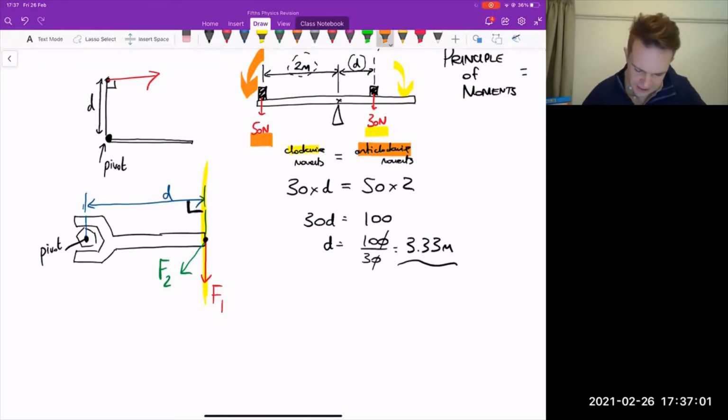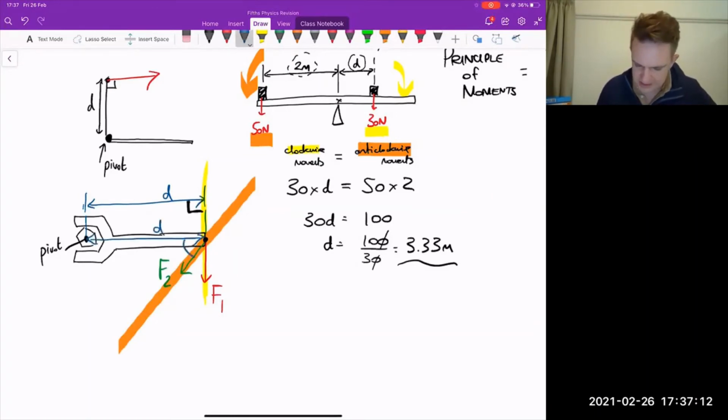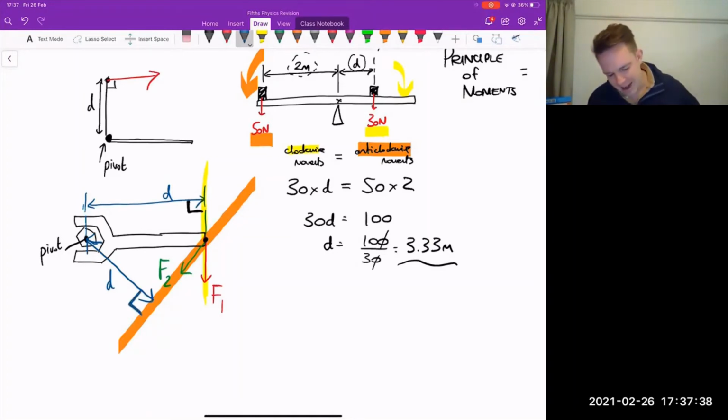If I were to draw the same imaginary line through F2, the distance D, which I'll draw again down here, is at an angle. It's not at 90 degrees to that line through F2. So you can't work out the moment of F2 using distance D. What you would need to do, and you don't need to do this at IGCSE, is work out the distance at 90 degrees, perpendicular to the line going through F2. It's called the line of action of F2.